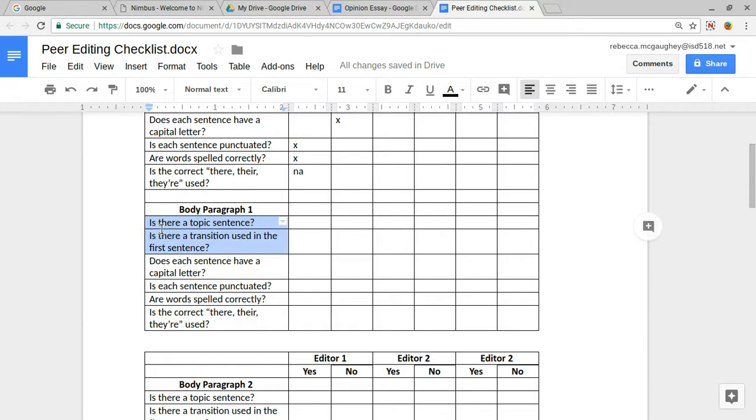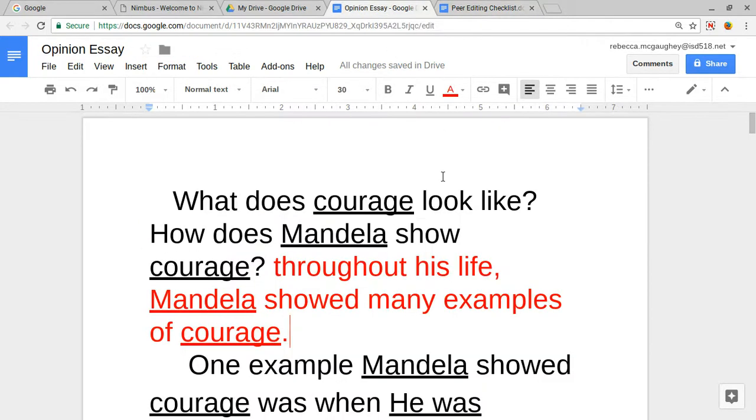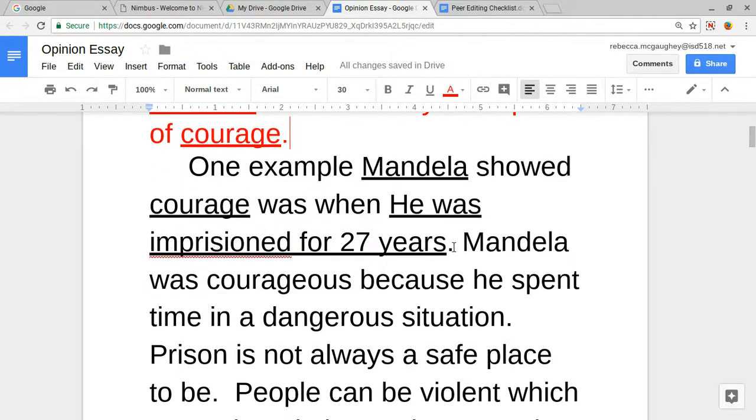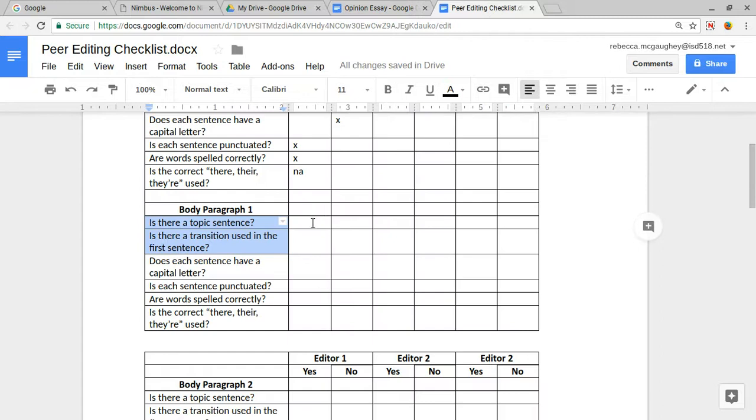If I remember, a topic sentence tells me what that paragraph is about. "One example Mandela showed courage was when he was imprisoned for 27 years." That tells me what this paragraph is going to be about. Okay, so this paragraph is going to be about Mandela being in prison. So I'm going to go ahead and mark yes.